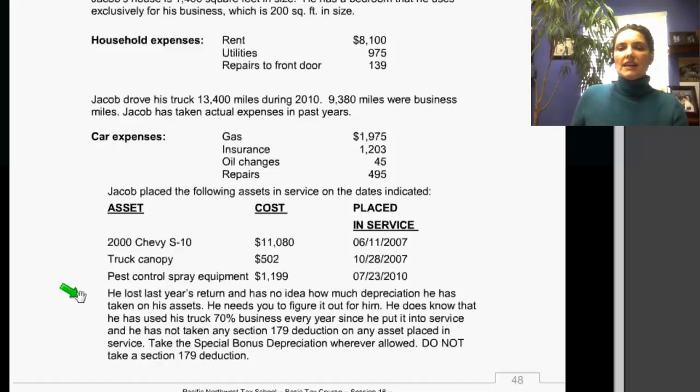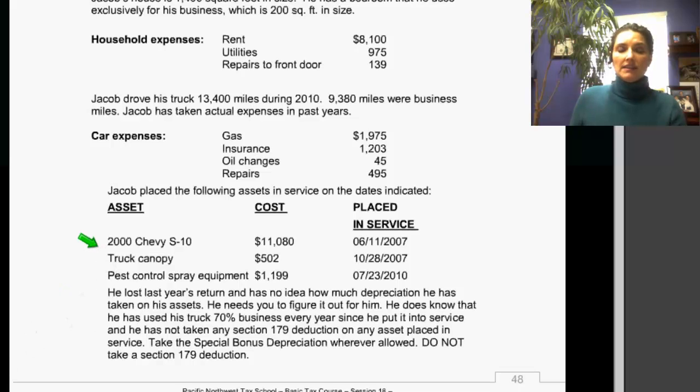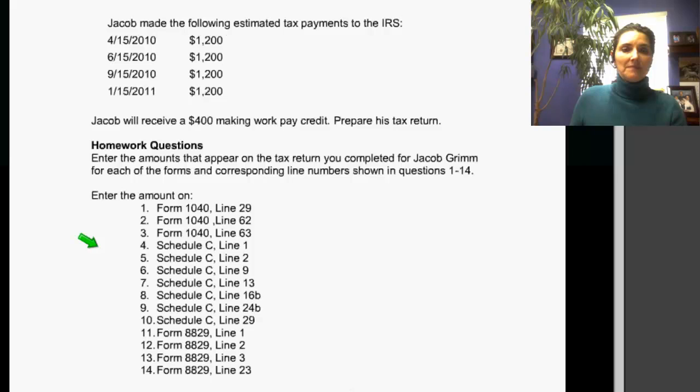He lost last year's tax return and has absolutely no idea how much depreciation he has taken on his assets, so he's going to need you to figure it out for him. He does know that he used his truck 70% business use every year since he placed it in service, and he has not taken a Section 179 deduction on any asset placed in service, but he has taken bonus depreciation in any earlier year where it was allowed. So your job is to go back in time and figure out how much depreciation he has already claimed, figure his adjusted basis in his property, and then figure the 2010 depreciation on these three assets. So that's going to be a big job for you, but have at it.